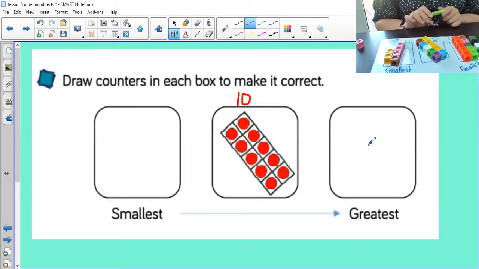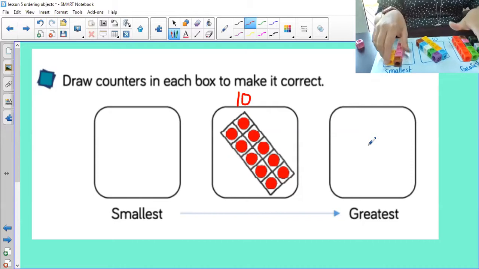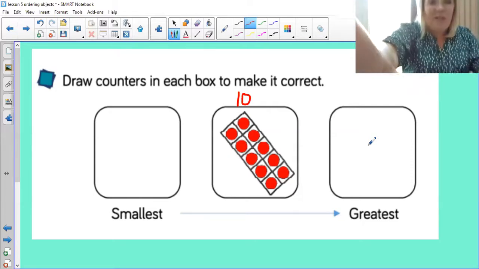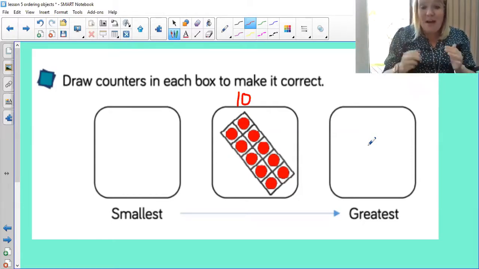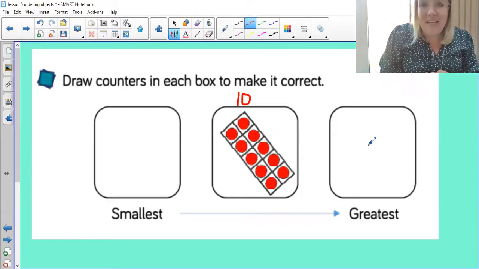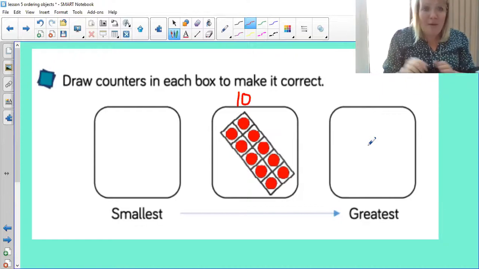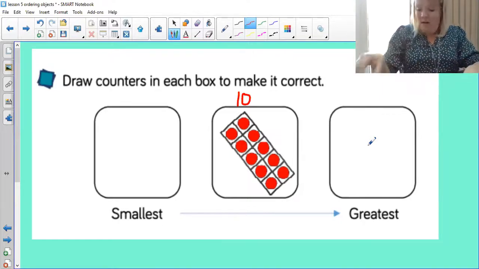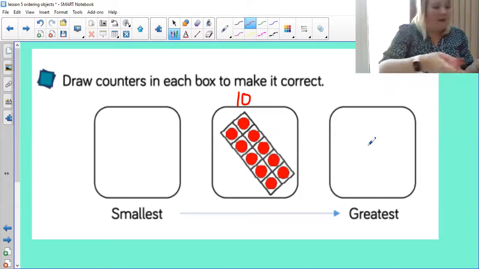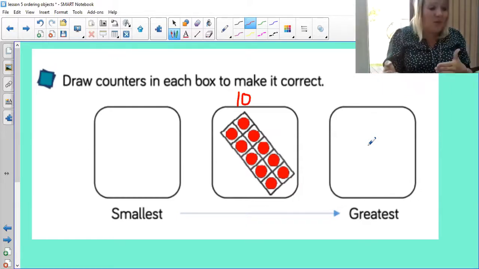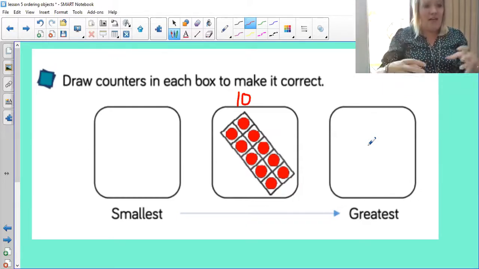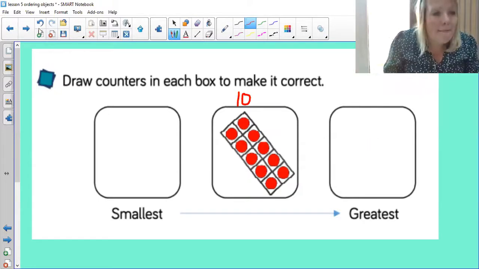Brilliant. If you want to pause me now, you can have a look and see if you can investigate some options and tell me. There's quite a few you can do. Have a go. See if you can find at least 3 different possibilities of making that correct. I love investigating maths, and the great thing about having cubes and things like even pasta and objects is they can help you to see the amounts.